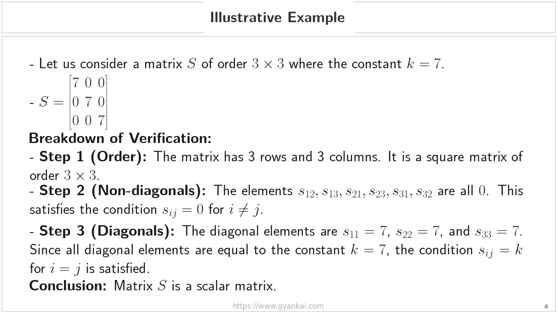Because the matrix satisfies all 3 criteria, it is square, its non-diagonal elements are 0, and its diagonal elements are identical, we can conclude that matrix S is indeed a scalar matrix. Now that we know how to identify these matrices, let us move forward to see how this mathematical property is utilized in real-world applications, such as computer graphics.